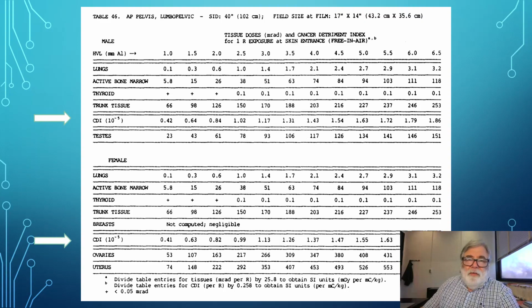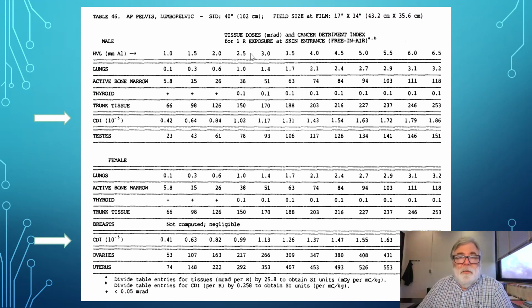And let's go through what this is. This tells us for a beam of a given HVL, so 2.5 millimeters of lead is the half value layer. This is for a particular study. This is AP, front to back, pelvis study, or a lumbopelvic study. The source to image receptor distance, the SID, is 40 inches, and the field size is shown here, 17 inches by 14 inches. All of those parameters affect the exposure. So this is a common study, and they're giving you the parameters for this study.